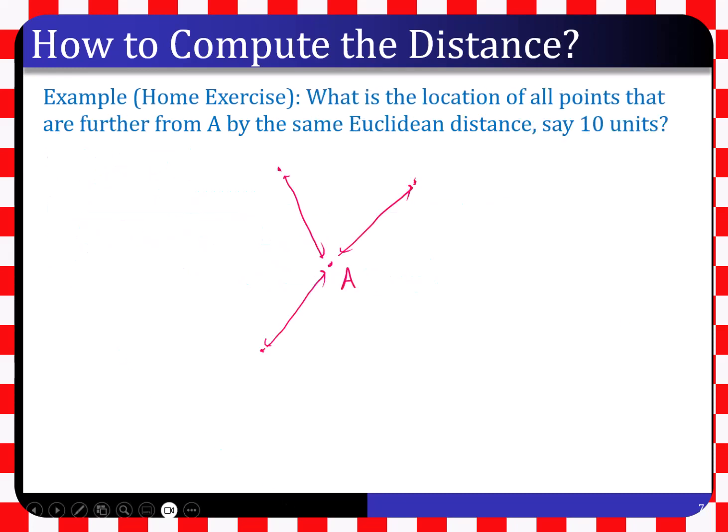Think about this question as a home exercise. What's the location of all points that are the same Euclidean distance from A, say 10? What would be the location of all points that are 10 centimeters far from point A? So this is going to be 1 point, and there's going to be another point here, another point here, another point here. So the combination of all these points makes what? So that's the question.